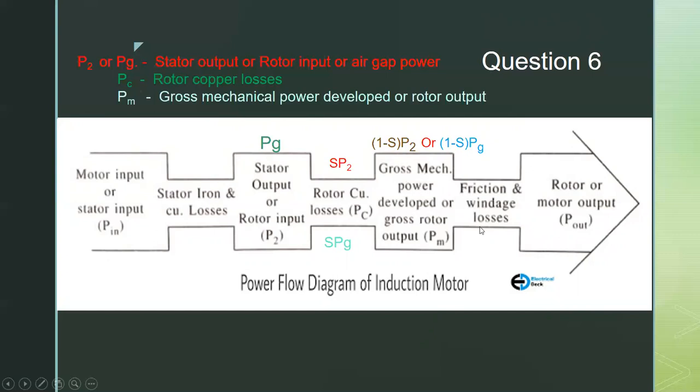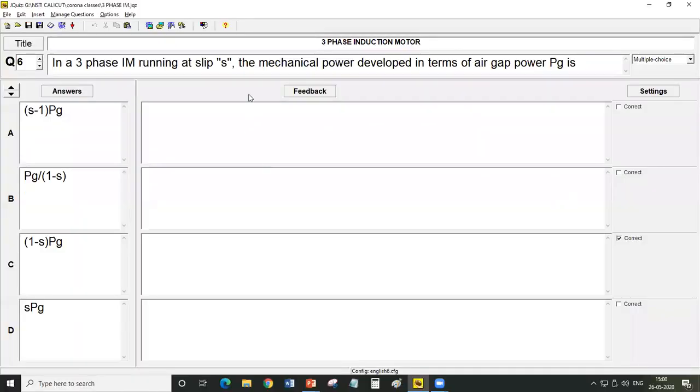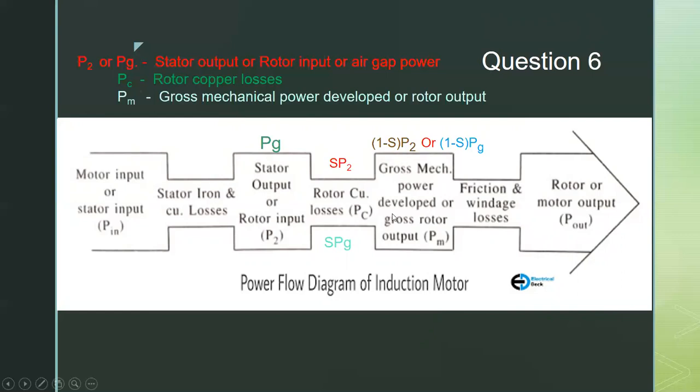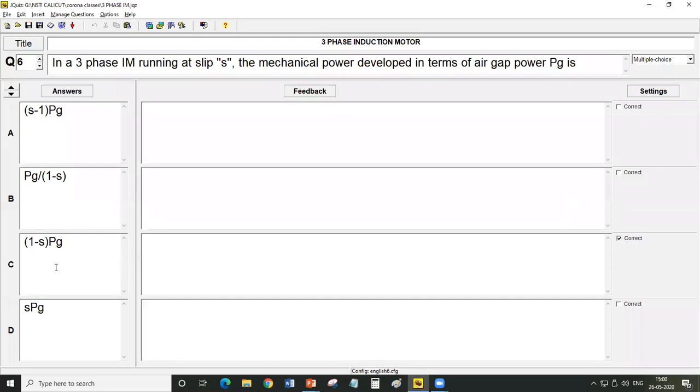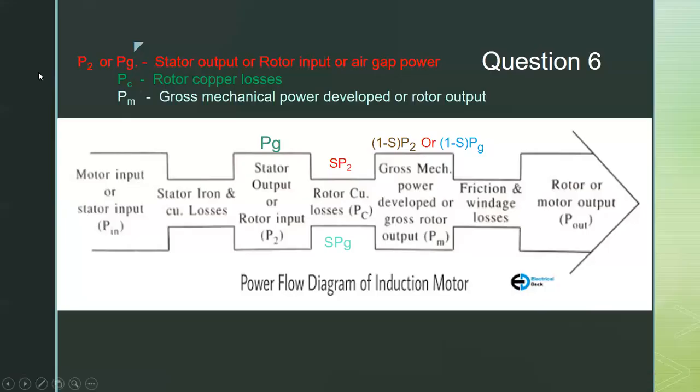Then after friction and wind loss, it becomes the rotor or motor actual output. So what is our question? Mechanical power developed. You have to find the mechanical power developed. It is 1 minus S into P2, or 1 minus S into PG. That is our correct answer.